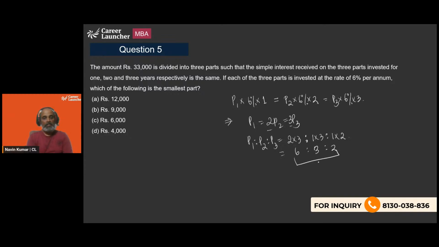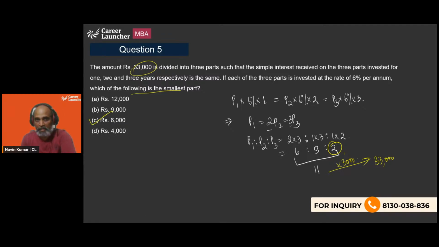So if we see the total, this is 11, right? But we are told that it's 33,000 basically. So 11 into how much is 33,000? It's 3,000 times. So if this is 3,000 times, everything is going to be 3,000 times. Question asked is, which of the following is the smallest part? Smallest part also take 3,000 times. 2 into 3,000 will result in 6,000.